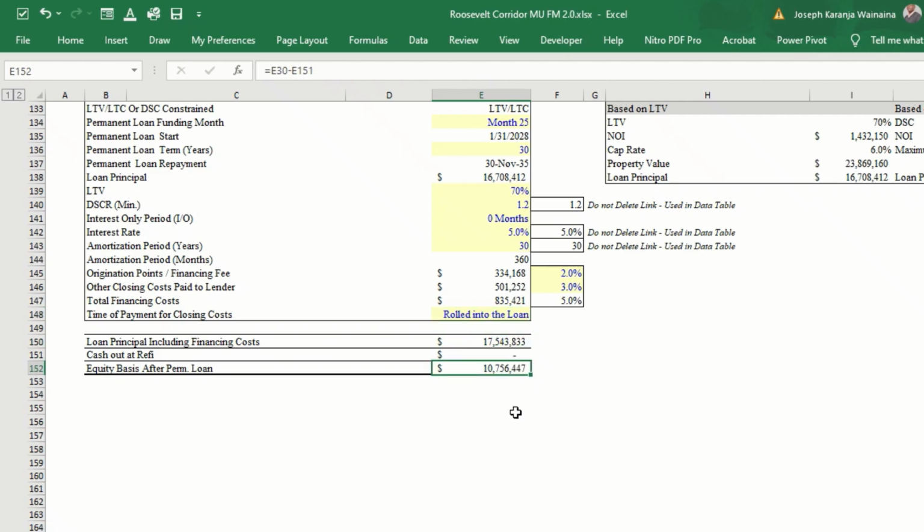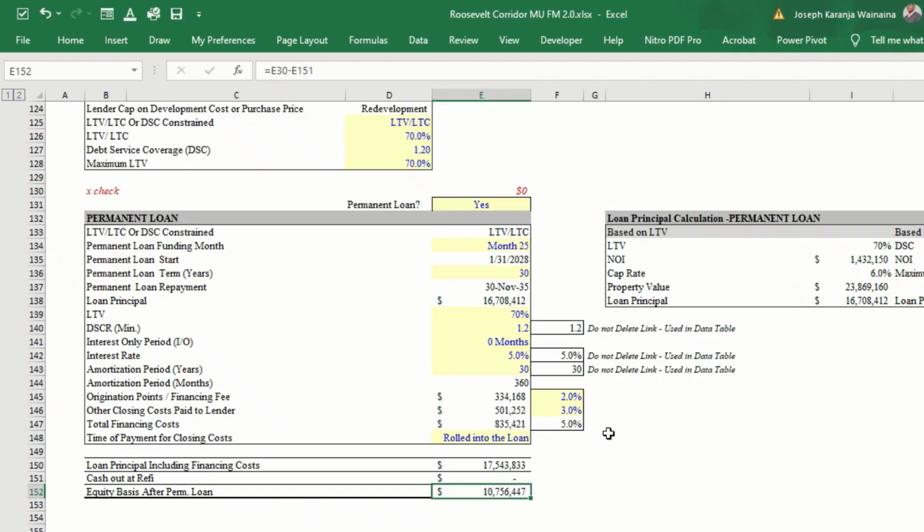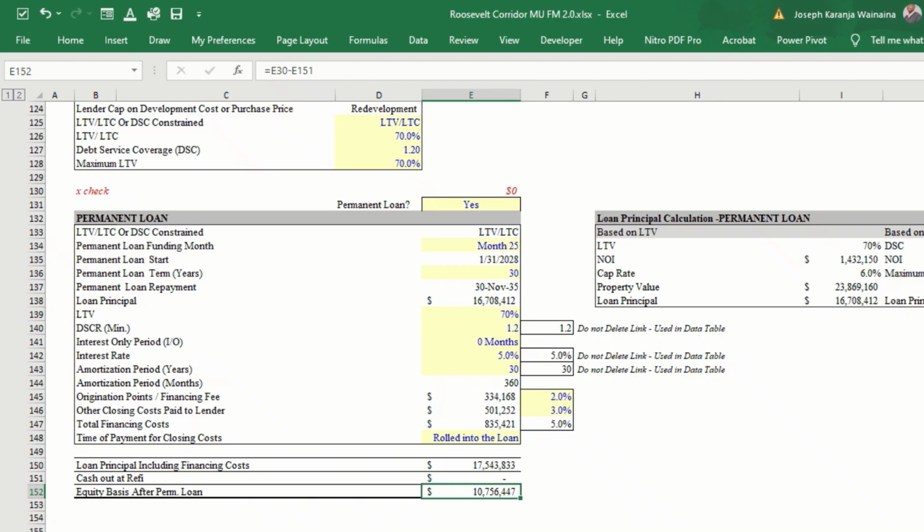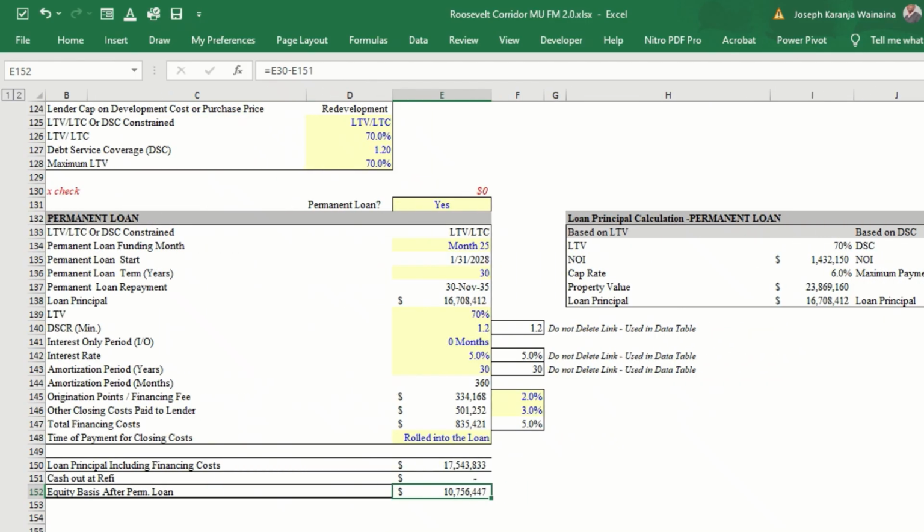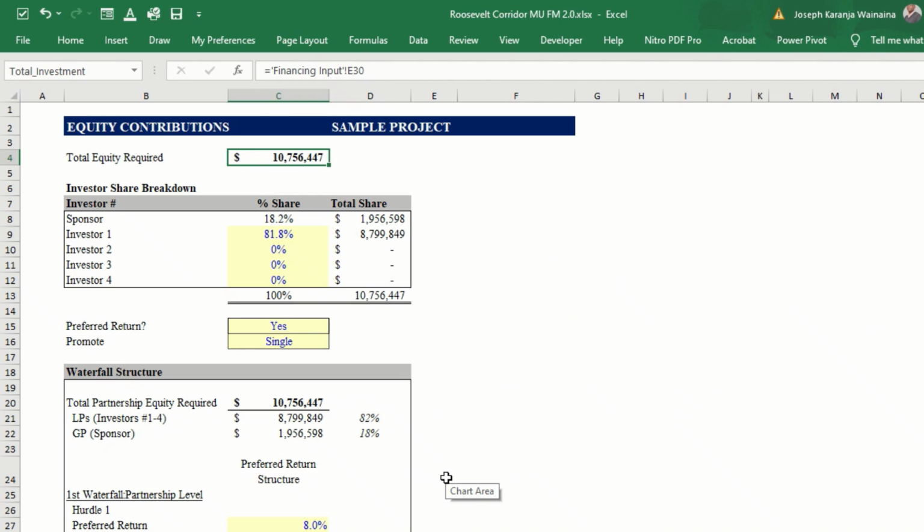We have the equity basis after the PAM loan. So these are the calculation of the loan principal and the PAM for the permanent loan. So here I'll take you through the equity contributions for the investor.